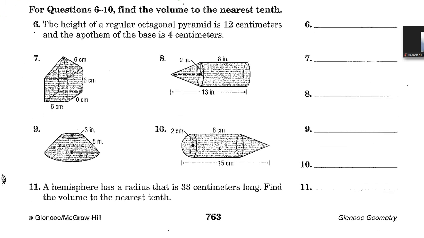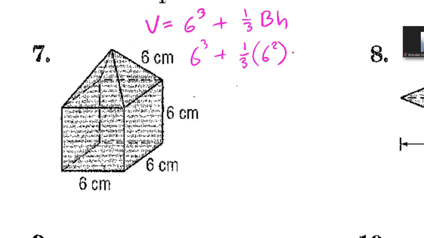Okay, find the volume to the nearest tenth. Let's do the first one. So the volume of this is just the volume of the bottom, which is 6 cubed, plus the top, which is 1/3 base times height. So it's 1/3, the area of the base is 6 squared. We don't know the height, we have to figure that out. So it's 6 cubed plus that. Now all we need to do is figure out the height.